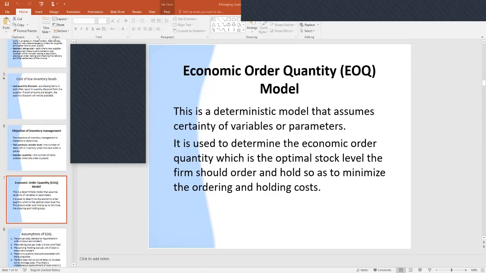Sakina, you discussed the EOQ model before, isn't it? Yes. Okay, great.